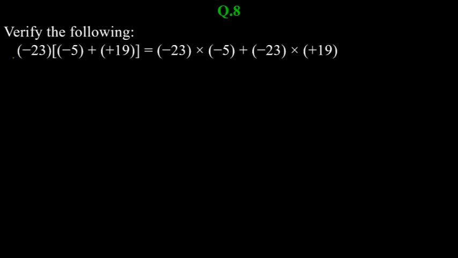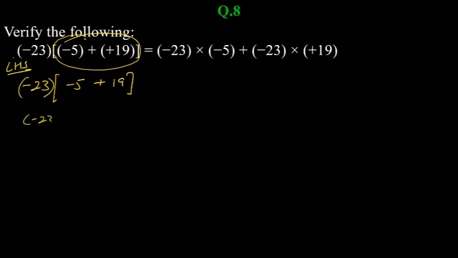Okay, so how to solve? You will first solve one bracket. Minus 23 is anyway simplified. So it will be minus 23 in brackets. It is actually minus 5 plus 19. That is minus 23 multiplied with 14. 19 minus 5, 14. Minus into plus, minus 23 into 14, 322. So minus 322.